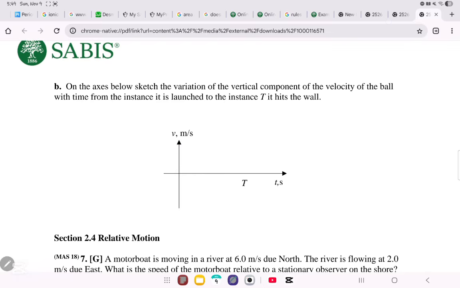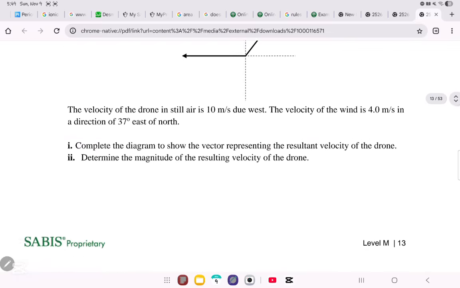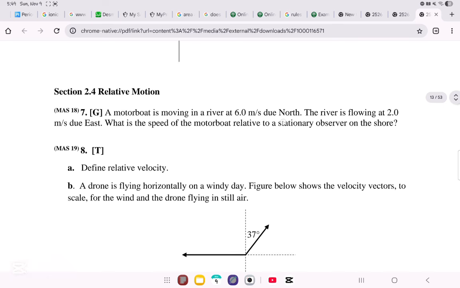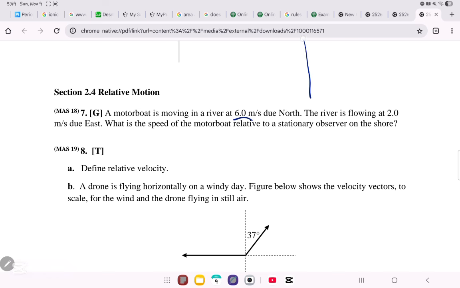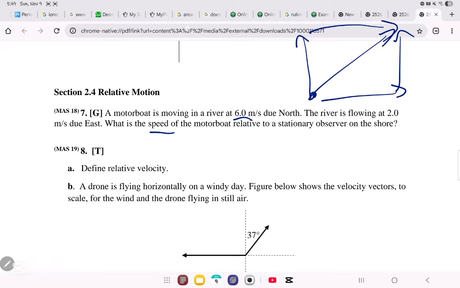We'll move on to section 2.4, and then I will finish this video and do the next one. Relative motion, 7G. A motorboat is in a river at 6 meters per second due north. The river is flowing at 2 meters per second due east. What is the speed? When you have it like this, you need to do the parallelogram method, and then you need to connect tail with tail, head with head, and you will get a right triangle. And what do you need to do? You will need to find the magnitude. So radical 6 squared plus 2 squared equals 6.3 meters per second.